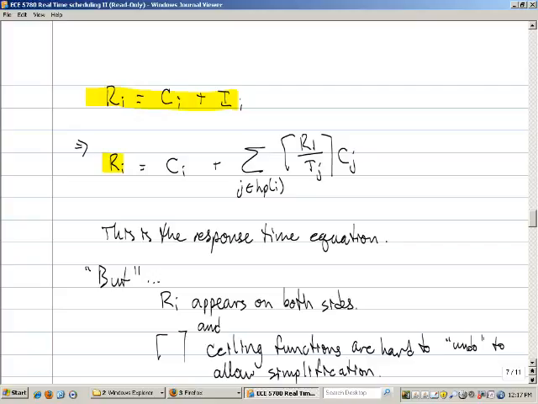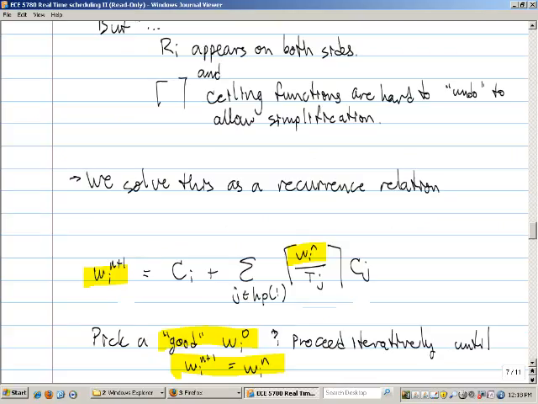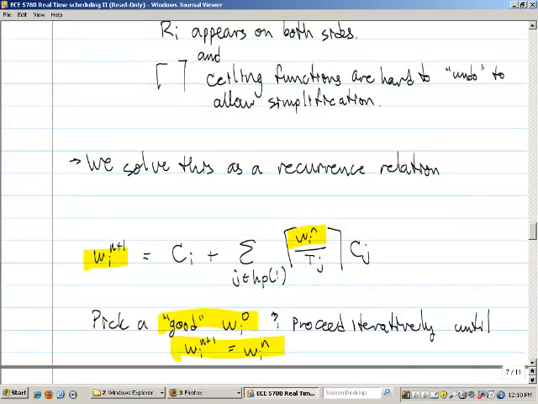Moreover, the ceiling function is what causes most of the problem, because there's no straightforward way of solving this equation. While Dawkins will talk more about that in the next lecture, we use what is called a recurrence relation, and we assume one value as a solution for Ri, and we take a guess. We can start with 0 as well, but we already know that at least the time is going to be the processor's compute time, because Ri is equal to Ci plus interference. If there is no interference, it will be at least Ci. So that's our first guess.